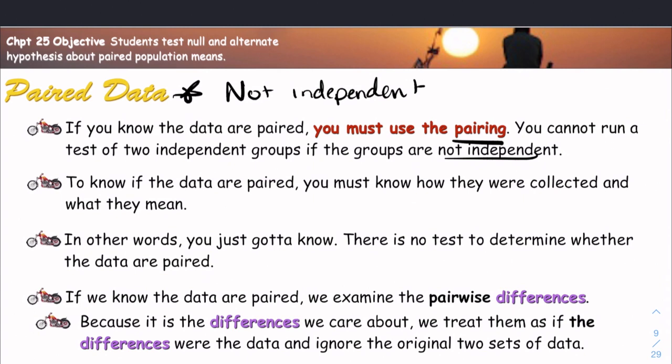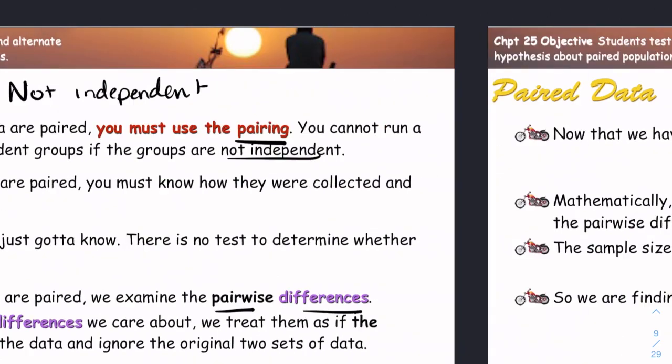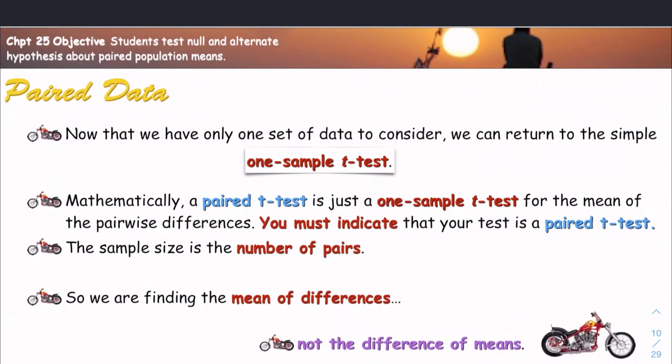If we know the data are paired, we examine the pairwise differences. Because it's the differences we care about, we treat them as if the differences were the data, and we ignore the original two sets. So we'll see this in a couple of examples where we're just looking at the difference column as opposed to each individual column like we had before when we were comparing two samples. Now that we have only one set of data to consider, we can return to the simple one sample t-test.